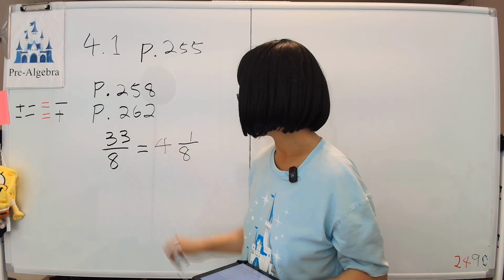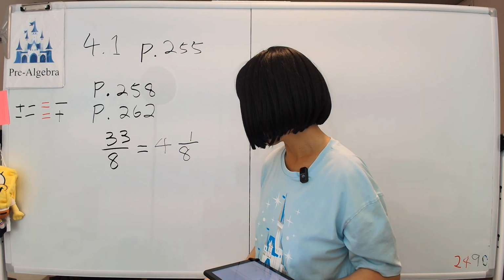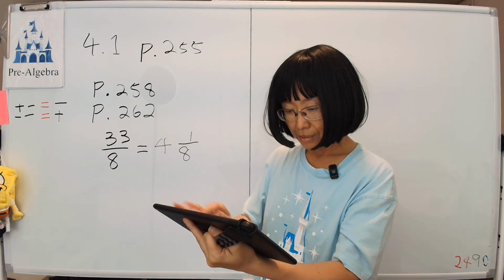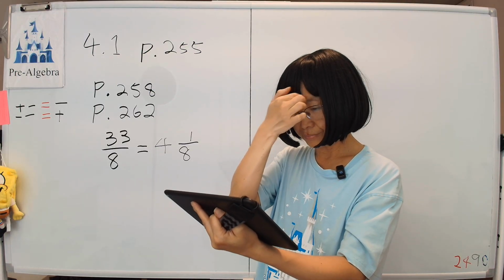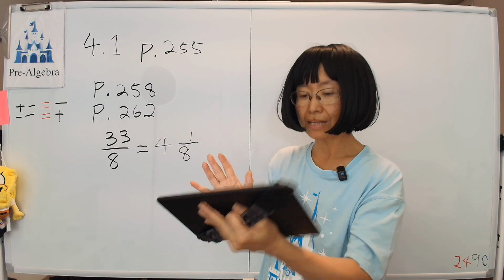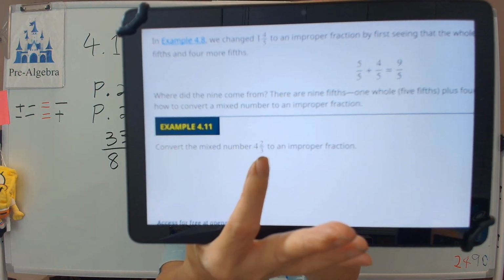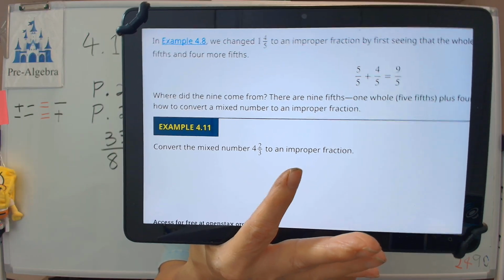This thing is called the improper fraction. That thing's called the mixed number. So, yeah, that is that. Next, let's look at example 4.11 at the bottom of the page, where we do the opposite. Okay, we have a mixed number and we need to turn it into an improper fraction.